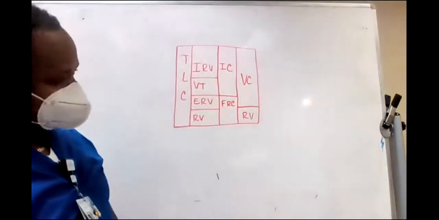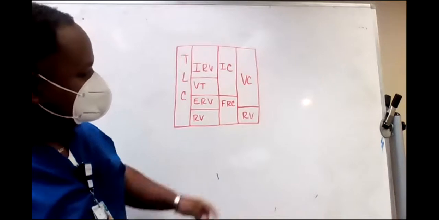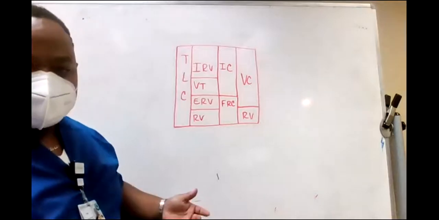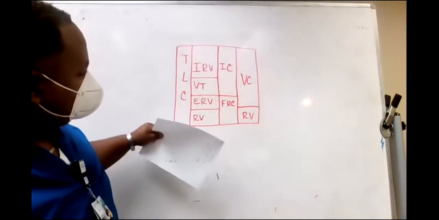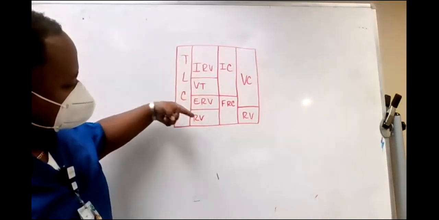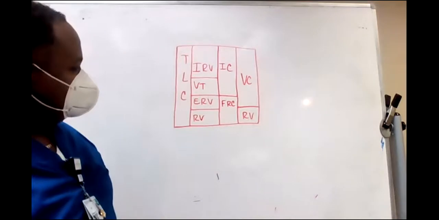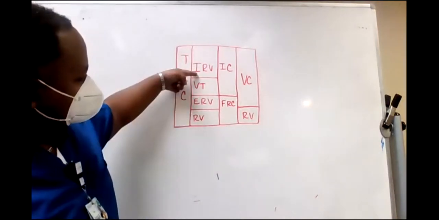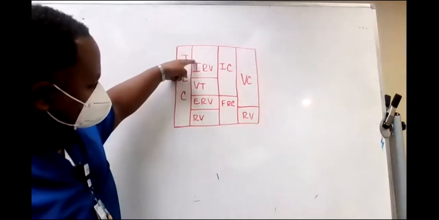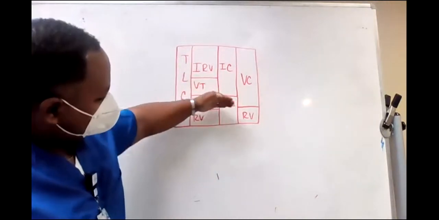What about IC plus FRC? What does that mean? TLC. What about VC plus RV? What is that? TLC. What about IRV plus VT plus ERV plus RV? TLC. What about IRV plus VT plus ERV? VC. See? Because VC shoots across from here up.